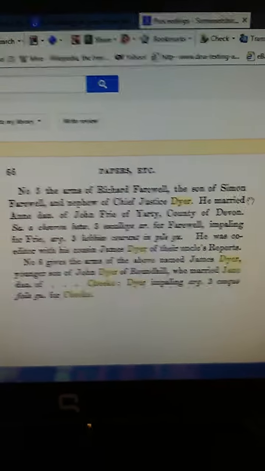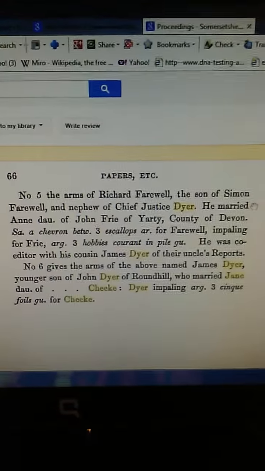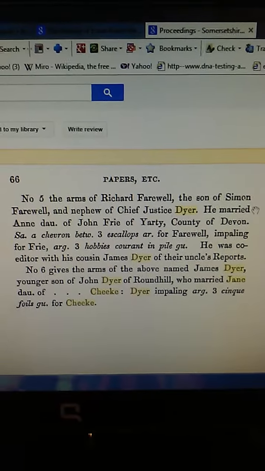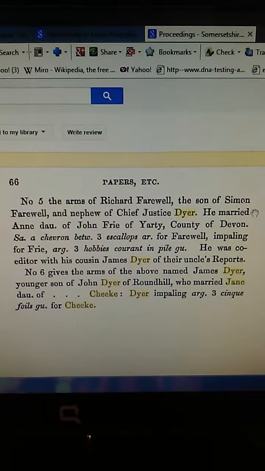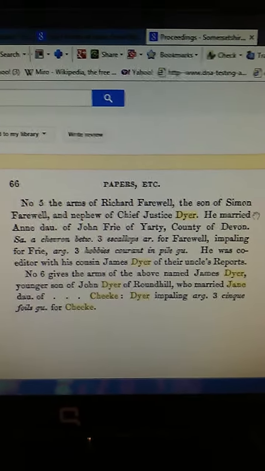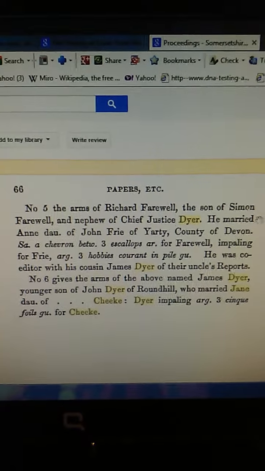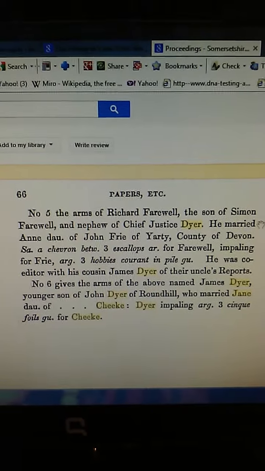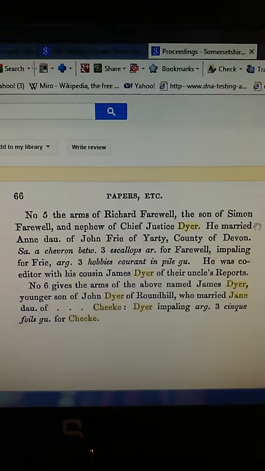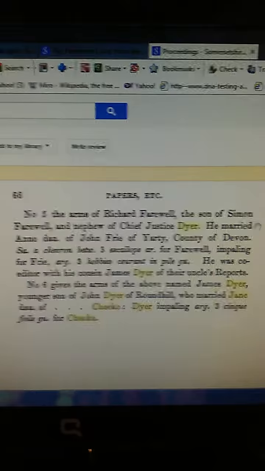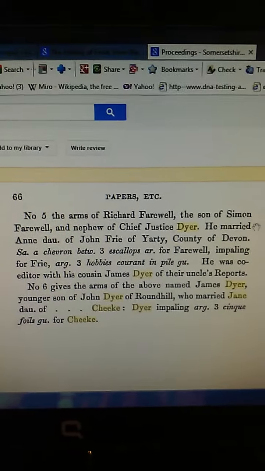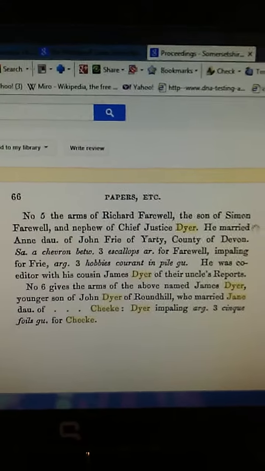But this is showing the arms. And what it says is that she was married. Her name was Jane, daughter of, and actually in other documents that are clearer than this, it says Thomas Cheeke. We're not sure which Thomas it was. It could be Colonel Thomas, or it could be Sir Thomas Cheeke.